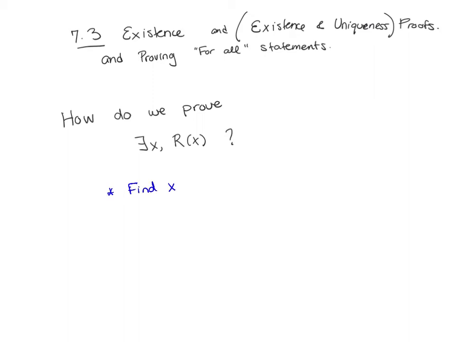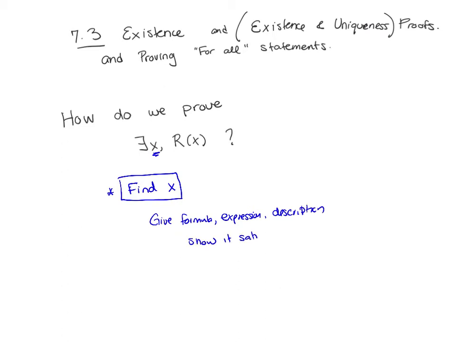And then we'll see in section 7.4 that it is also possible to prove these when we don't actually find the x. But generally, we're just going to say, okay, I'm trying to show there exists an x, so I give a formula or an expression or some sort of description of x, and then I show that it satisfies that R of x statement. So let's go ahead and look at a couple examples of that.